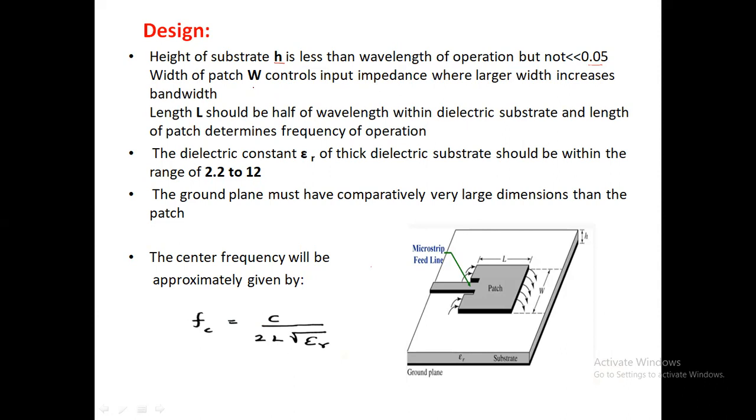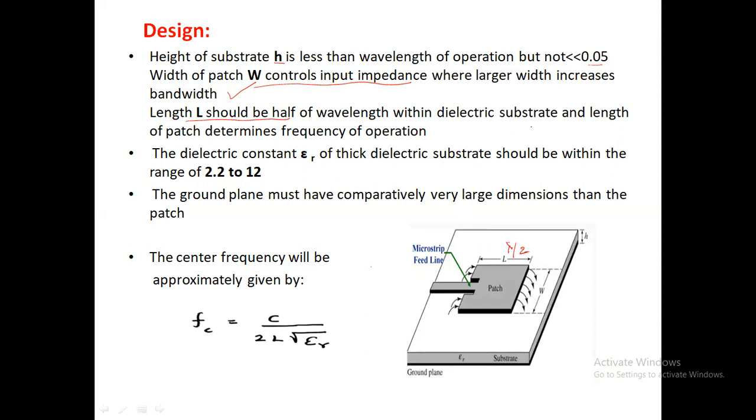And coming to width of the patch, which is a major factor in controlling impedance value, this width also should be in a specified manner. If the width is increasing means automatically bandwidth increases, but we cannot go on increasing the width of this antenna as it increases the surface waves which are not essential for our antenna concept. That we'll discuss later. Next, length. Length should be exactly half of the wavelength. So that is the value decided.